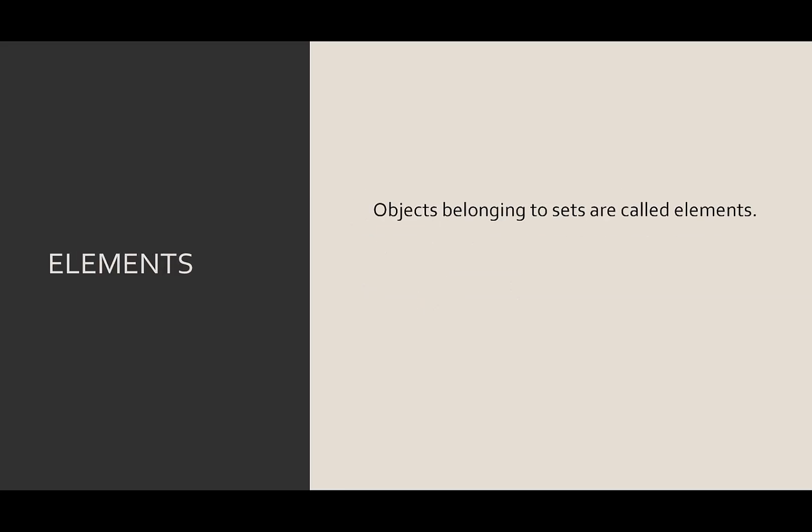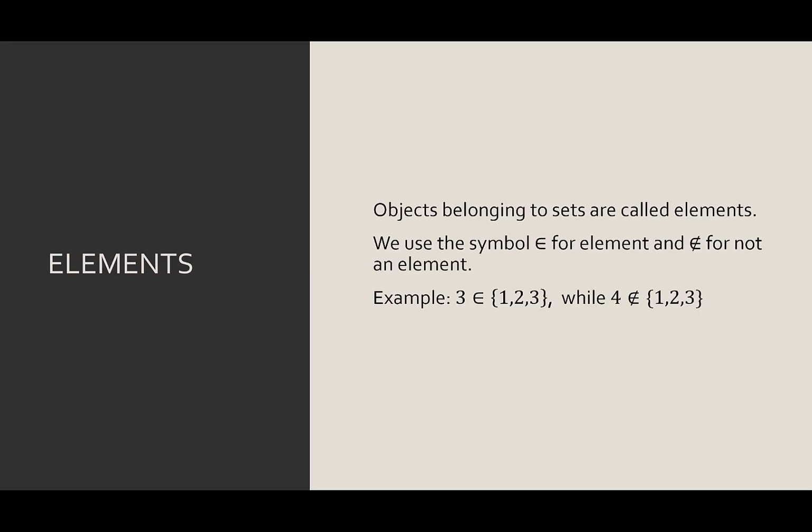Objects belonging to a set are called elements. We use the symbol epsilon to show when an object is an element of a set. Then an epsilon with a line through it shows the object is not an element of the set. As an example, 3 is an element of the set {1, 2, 3}, while 4 is not an element of that same set {1, 2, 3}.